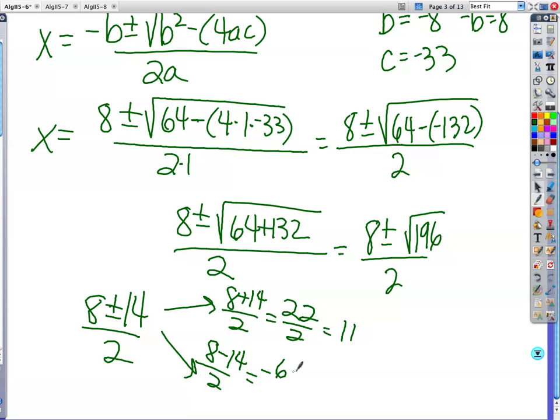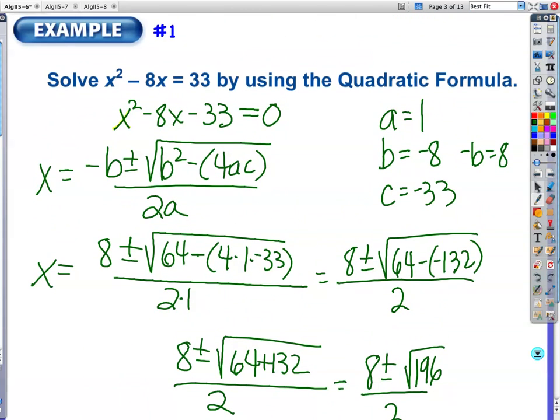Okay, so we have negative 6 over 2, which gives you negative 3. All right, so your solutions, otherwise known as roots, zeros, x-intercepts, are at 11 and negative 3. Now, hopefully, 11 and negative 3 means this is a smiling parabola.